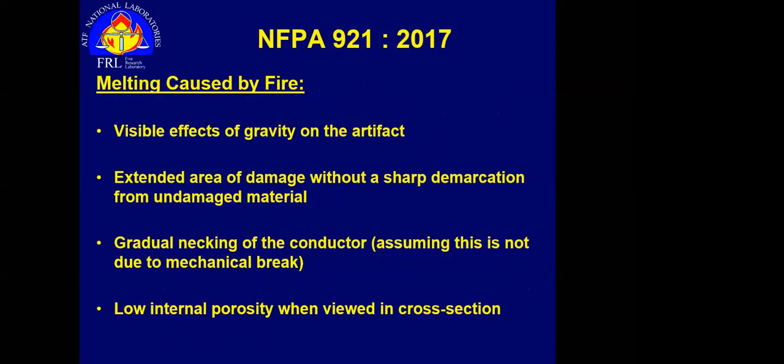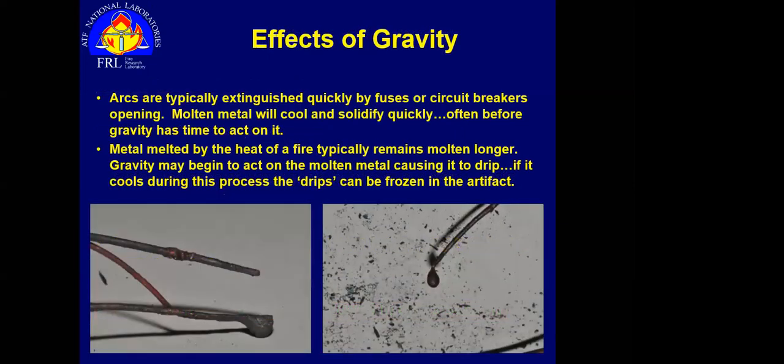All right, so that's all the electrical caused stuff. Now let's get into the fire caused stuff. We're going to focus on the first three because those are the ones we can see without any fancy instrumentation or chemicals or supplies. So the first one is the effects of gravity. Arcing is very quick. A circuit breaker, if used, is supposed to, under normal circumstances, stop that arc very quickly. Therefore, the molten metal is going to cool down quickly and be frozen in time, and gravity is not usually going to have time to work on it.